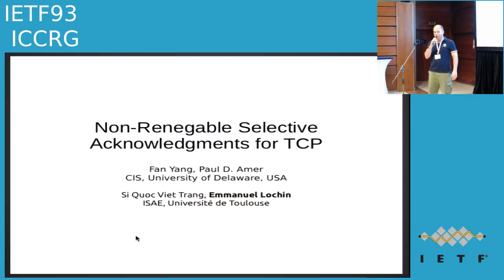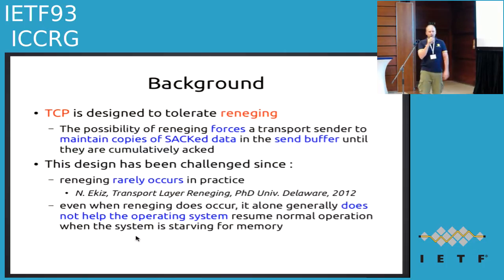So hello everyone, my name is Emmanuel Lochin. I'm from ISAE, Université de Toulouse, and I'm going to present work we did jointly with the University of Delaware, and the objective is to add a non-renegable selective acknowledgement for TCP. Next. As you might know, TCP is designed to tolerate reneging. What does it mean? It means that the transport sender has to maintain copies of data in the send buffer until they are cumulatively ACKed.